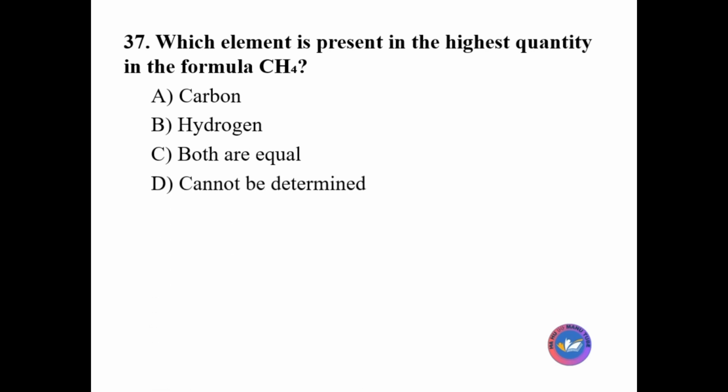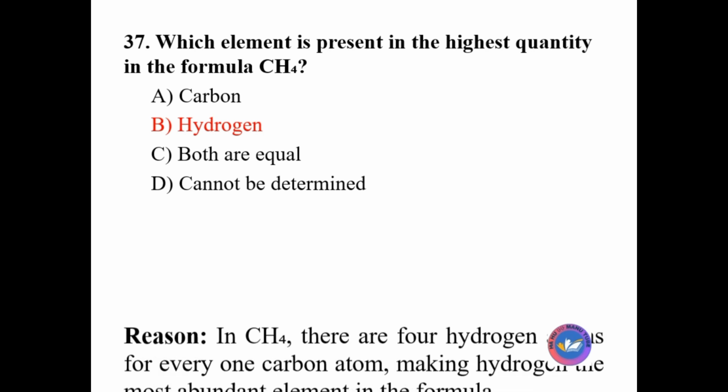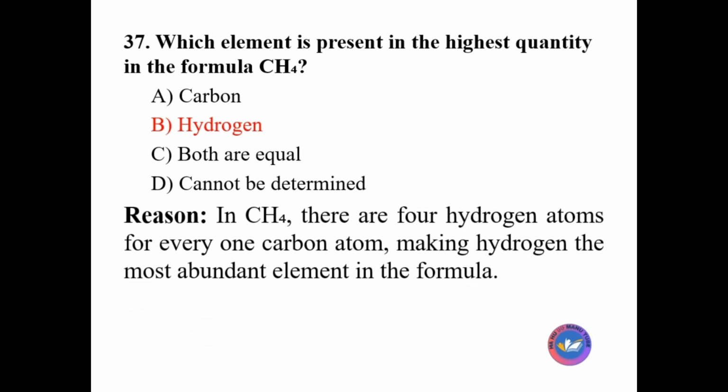Question number 37. Which element is present in the highest quantity in the formula CH4? A. Carbon, B. Hydrogen, C. Both are equal, D. Cannot be determined. The answer will be hydrogen. In CH4, there are 4 hydrogen atoms for every 1 carbon atom, making hydrogen the most abundant element in the formula.